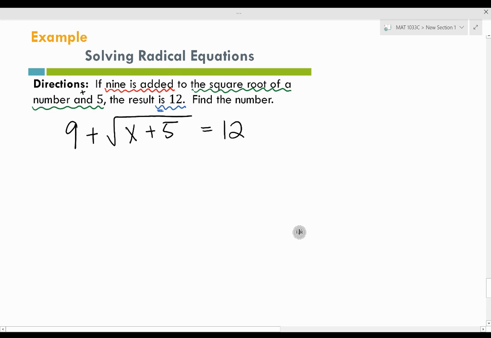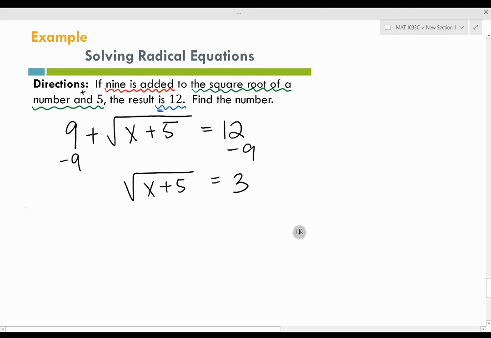So this is an example of a radical equation because there's a radical in it. We're going to follow the same steps that we followed before. The first step is to isolate the radical, which means to get it by itself. So I'm going to subtract 9 from both sides. That gives me the square root of x plus 5 equals 3.